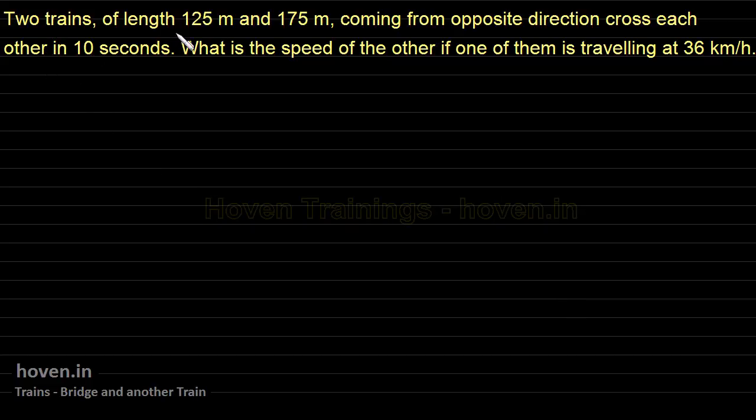Two trains of length 125 meter and 175 meter coming from opposite direction cross each other in 10 seconds. So in this case one train of length 175 meter is coming from this side and another train of length 125 meter is coming from this side. They cross each other in 10 seconds. So we can take this train as our primary train. This train crosses the other train in 10 seconds. So we have already been given t is equal to 10 seconds.